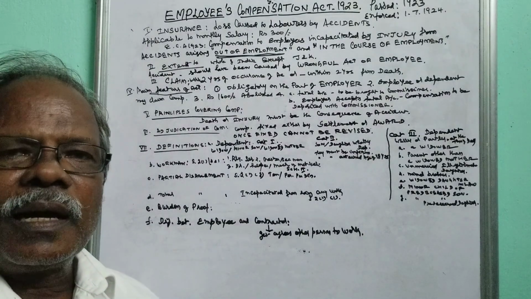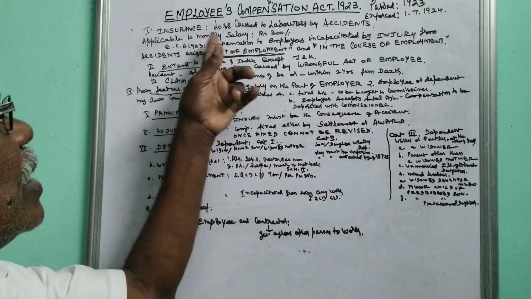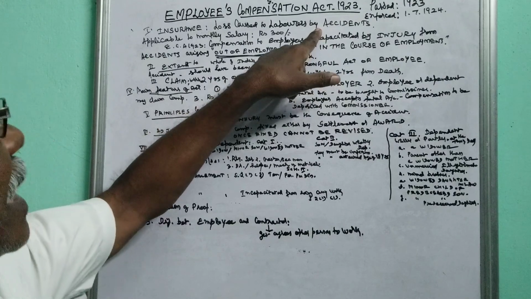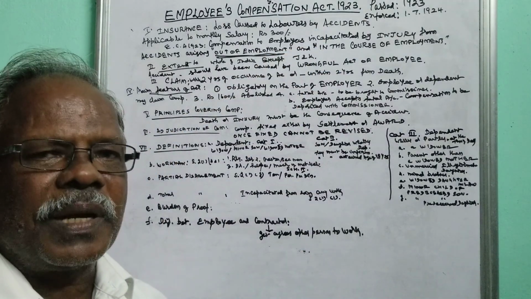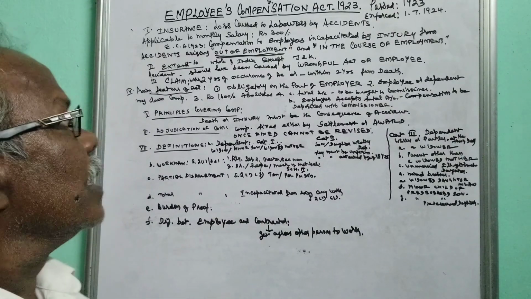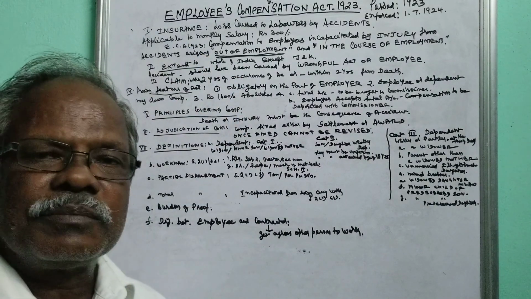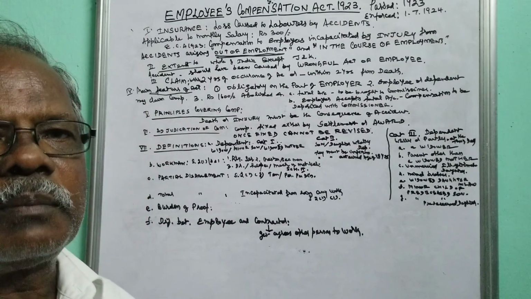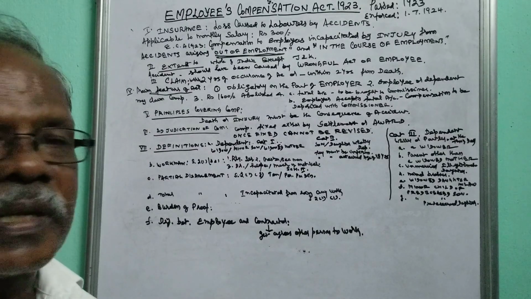occupational injury or death. That is, the insurance loss caused to a laborer by accident. So it is mainly for the insurance of the employees in case an accident occurs while doing duty, and it was previously applicable to a monthly salary of 300. Now it has been raised, and there is no limit prescribed.